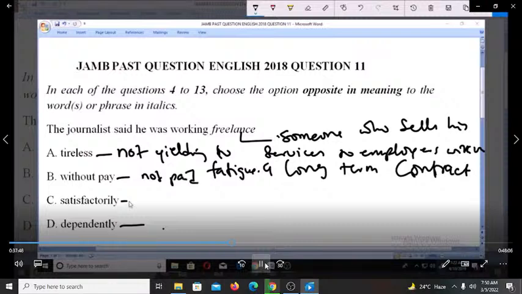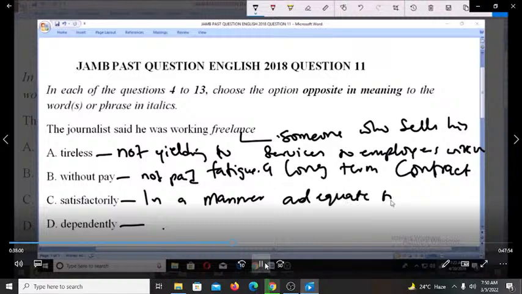Then satisfactorily simply means in a manner, you're working in a manner adequate, in a manner that is adequate to requirements. So you're doing exactly what is needed of you. That is what is satisfactory.